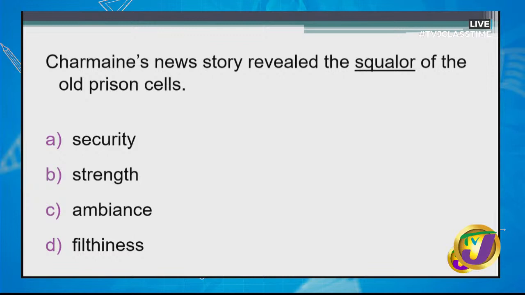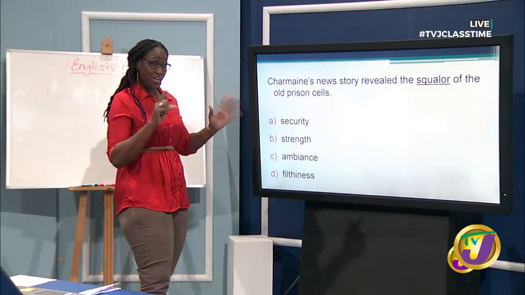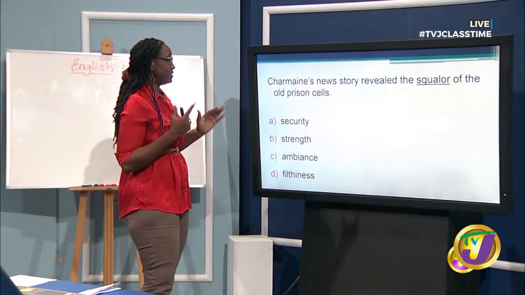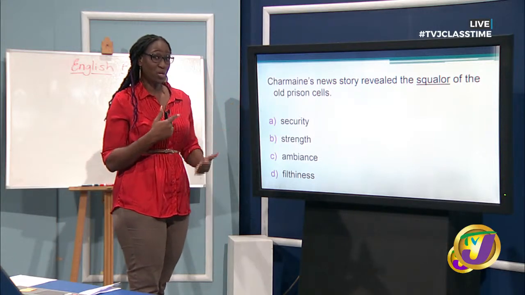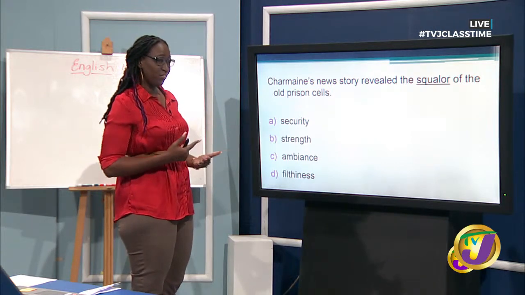Charmaine's news story revealed the squalor of the old prison cells. And we're looking at squalor. Now, we're looking at prison cells. So that gives you an idea of what squalor means, even if you've never seen the word before. Because the typical prison cell is not luxurious. The typical prison cell is not a five-star hotel type setting. So if you're thinking of a prison cell and it says a news story revealed the squalor, you understand what kind of meaning you're going for.